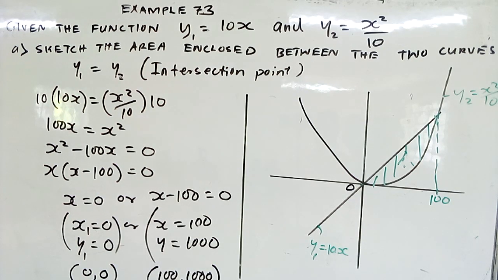This case was simple because one was a line and one was a parabola. But in another case, both of them will be parabolas, isn't it? You also need to know how to sort out such a case.